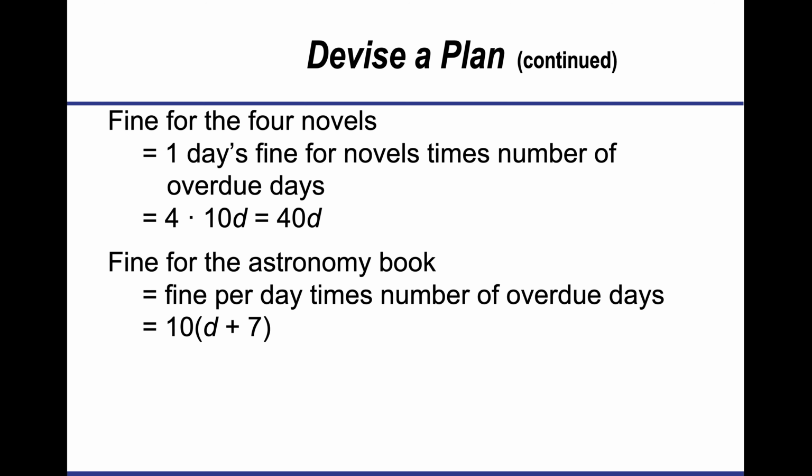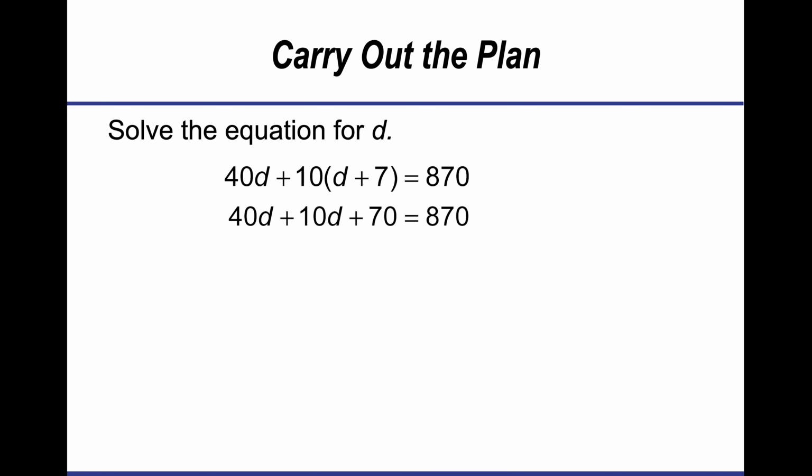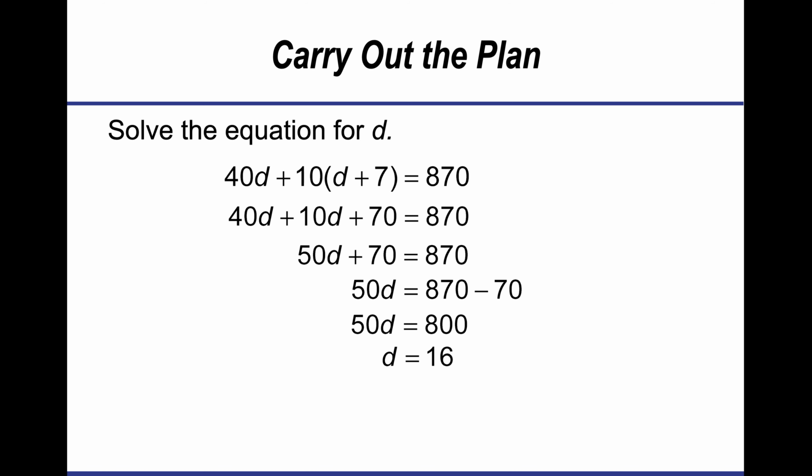That would be 40 cents a day for all 4 novels. And then the astronomy book was checked out separately, and that fine was per day, but I'm going to have to add the number of overdue days of 7 to that one. So then my total fine is going to be the 40 cents for those 4 books, or 40 cents a book for the 4. And then 10 cents plus the 7 days. I'm going to distribute the 10 through, and then I'm going to combine my like terms, subtract 70 from both sides, and then I'm going to divide by 50, and that's going to give me 16 days.